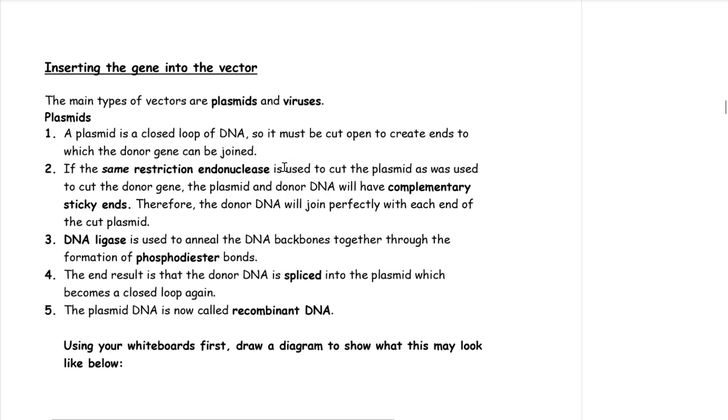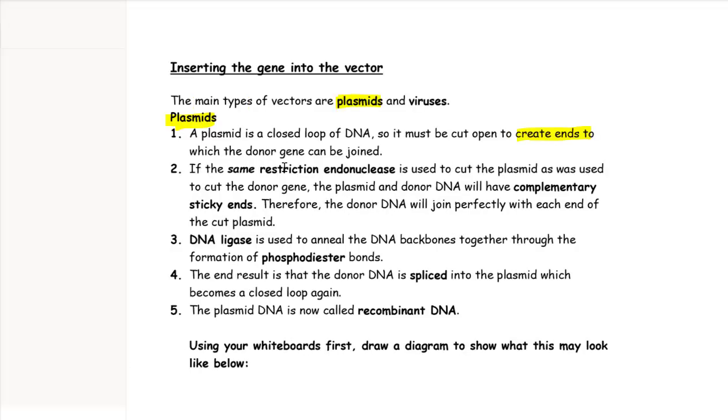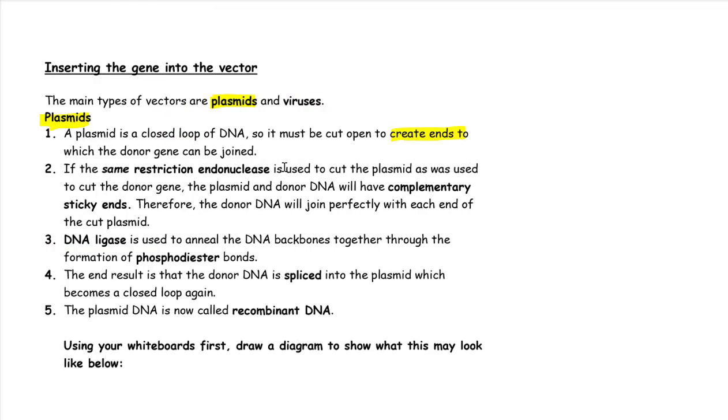So inserting the gene into the vector. As we've said before, the vectors are plasmids and viruses. Now, plasmids are the ones that we talk about most. The plasmid is a closed loop of DNA, so it must be cut open to create ends to which the donor gene can be joined. Now, luckily we know that we can create ends using restriction enzymes, and these ends that we're going to get are sticky ends.